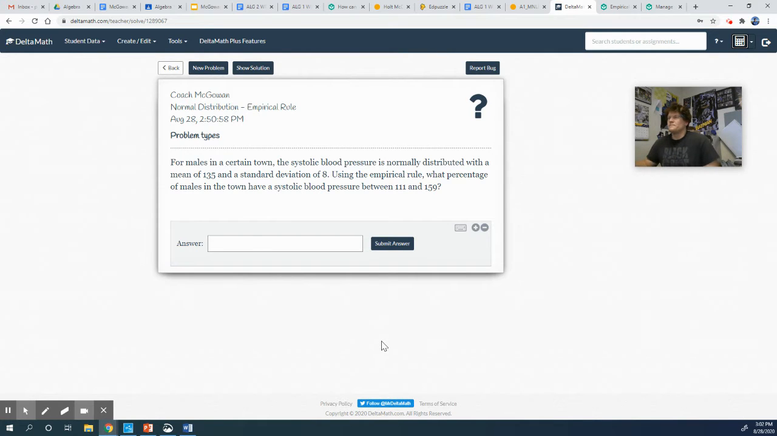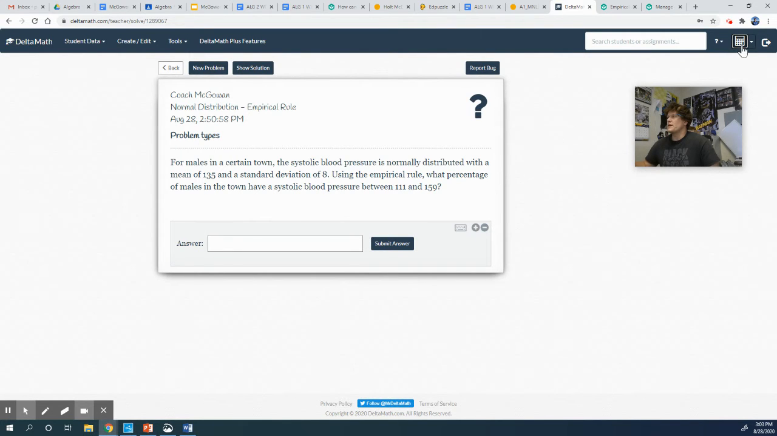So with this problem, we have our mean 135, standard deviation of 8. We want to find out how many standard deviations away we are to be in this range. So let's subtract 135 and 111 and then divide it by our standard deviation to see how many we are.